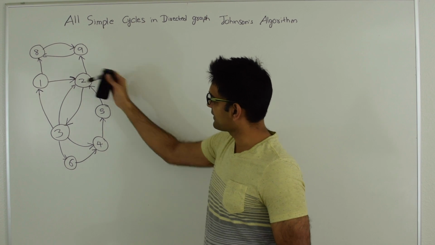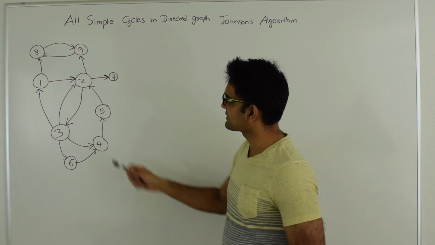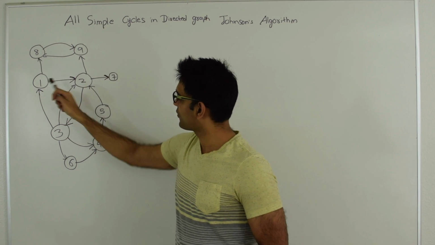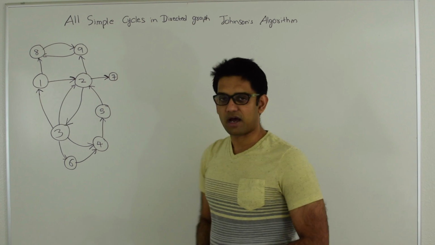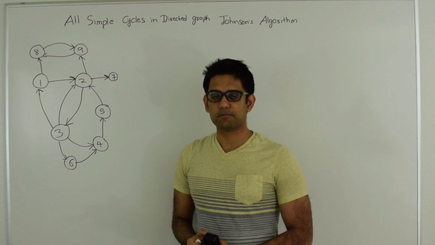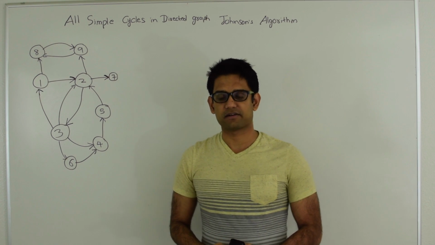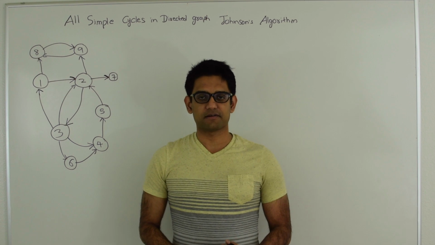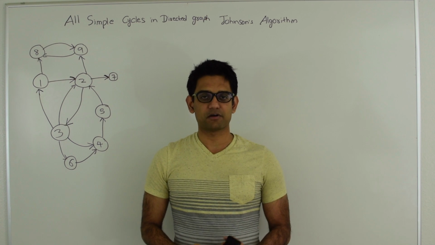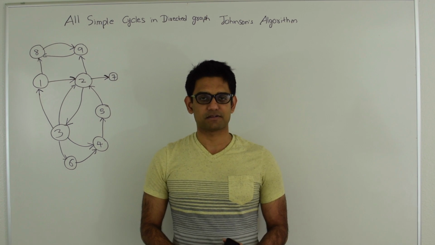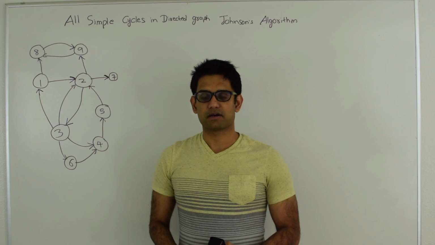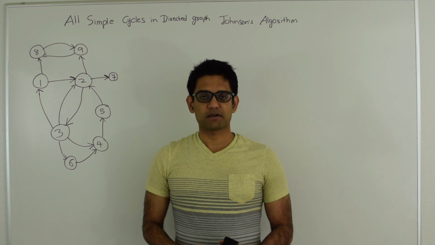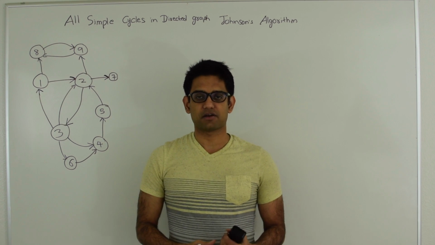So in this graph here, we have a bunch of simple cycles. Example 8, 9, 8 or 1, 2, 3, 1. So the idea is to find all such simple cycles using Johnson's algorithm. There are 5 or 6 other algorithms to find simple cycles, but I found out that Johnson's algorithm is the fastest of them. Also for Johnson's algorithm, I expect my viewers to know how strongly connected components work.